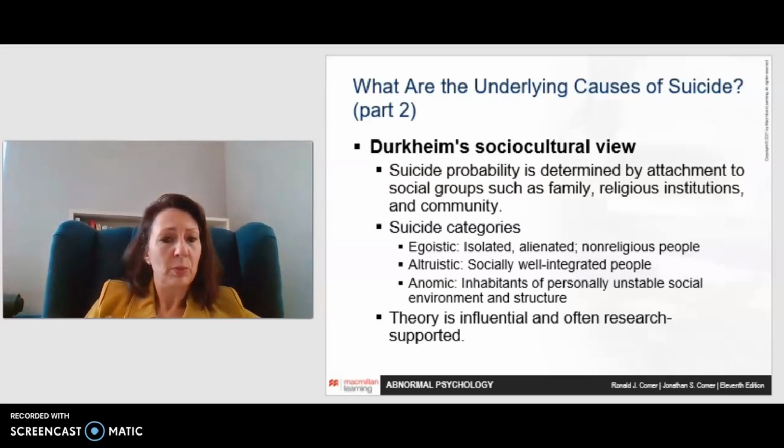Altruistic people are socially well-integrated people. And anomic people are inhabitants of personally unstable social environments and structures, so they have difficulty having a good meaning to life. And a major change in an individual's immediate surroundings can lead to this type of suicide.